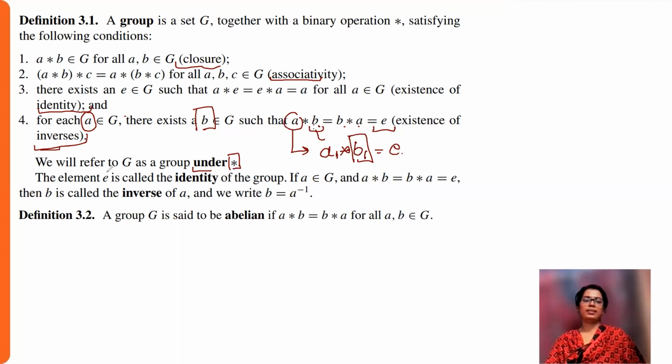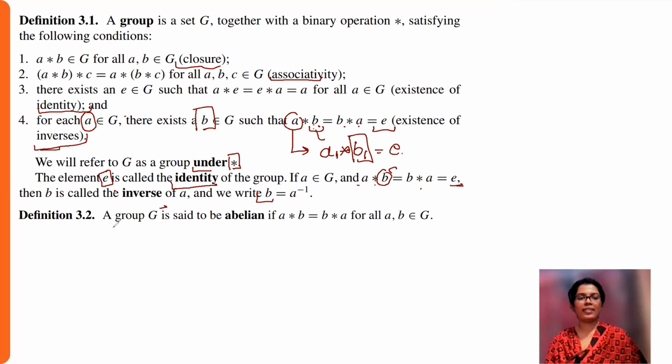There is also an element, this E element we are talking about, it is known as the identity of the group. And what is meant by the identity is that A star B is equal to B star A is equal to identity. So this E is known as the identity, and this B element, by which if we take the binary operation with A, gives us identity, this B is known as the inverse of A, and it is also written as A inverse.